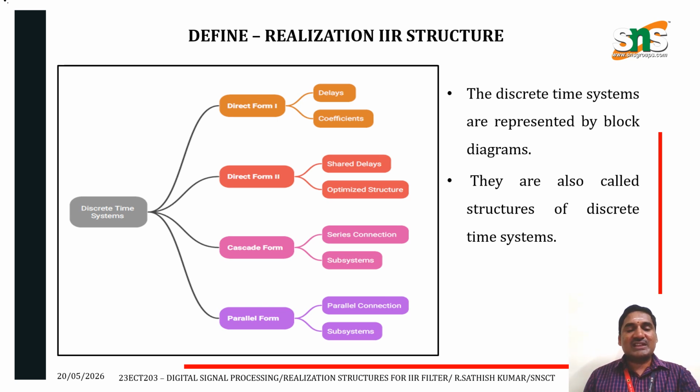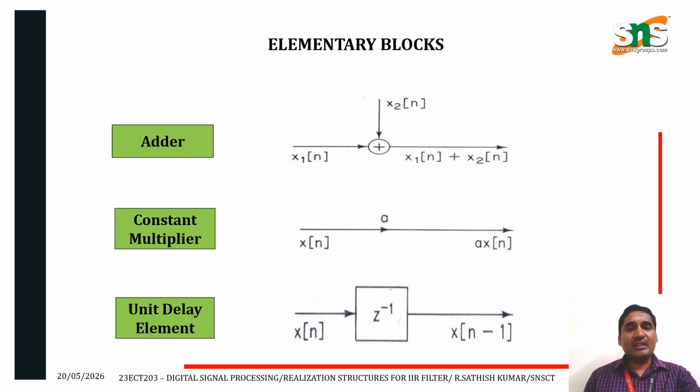The discrete time systems are represented by block diagrams. They are also called structures of discrete time systems. These are the elementary blocks to represent realization structures for IIR filters. Adder: x1 of n added with x2 of n, we get x1 of n plus x2 of n. Constant multiplier: x of n multiplied by constant a gives output a into x of n. Unit delay element: x of n multiplied with z inverse gives x of n minus 1.